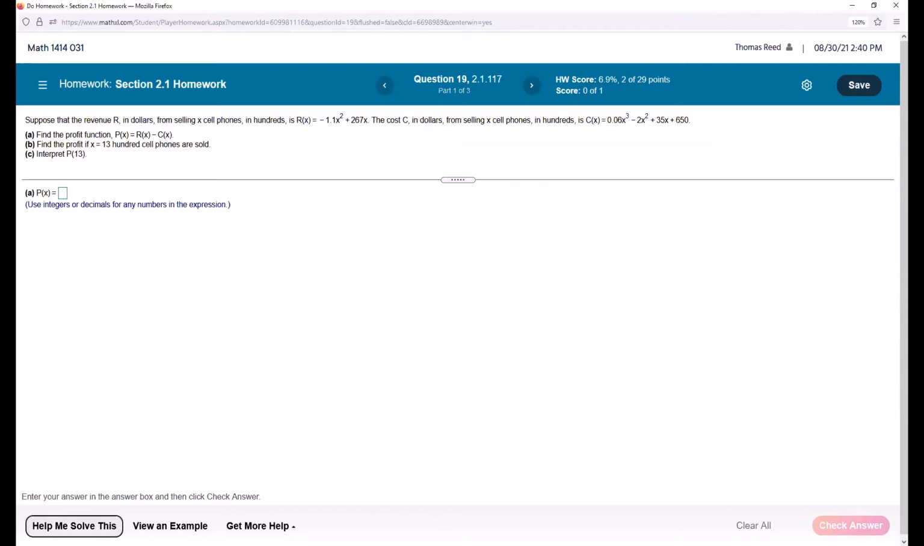So you can help me solve this. I would suggest not using that. View an example is probably a better way of doing this, because if you do help me solve this, you don't get credit for the problem. And view an example, they'll go step by step how to go through to solve it. And then you use those exact same procedures for this. And then get more help.